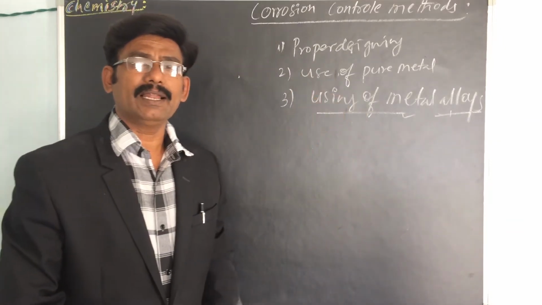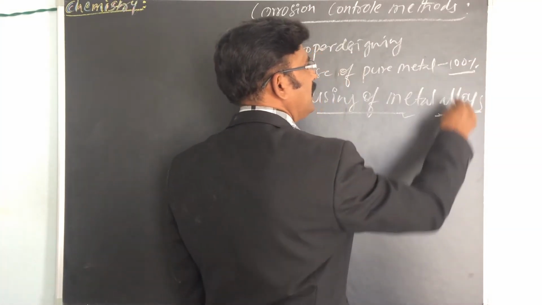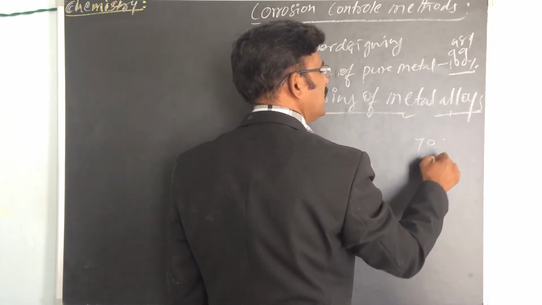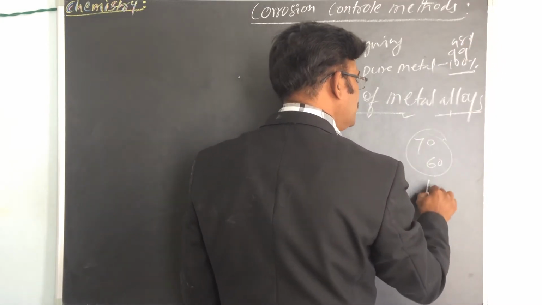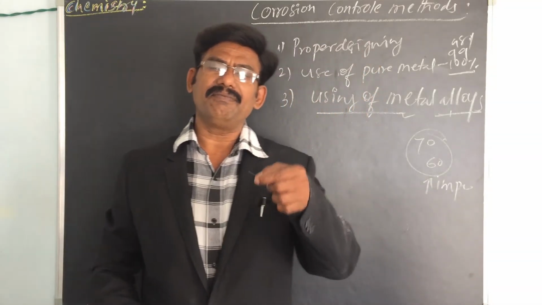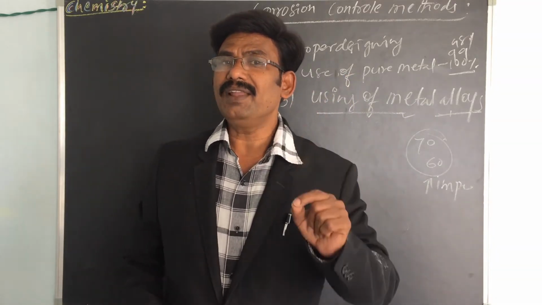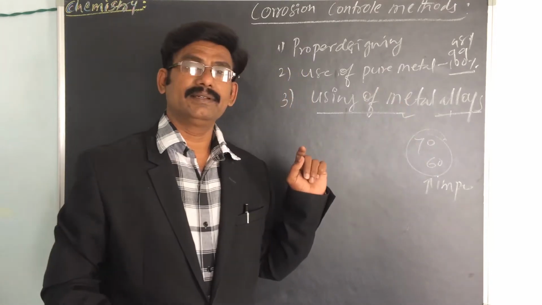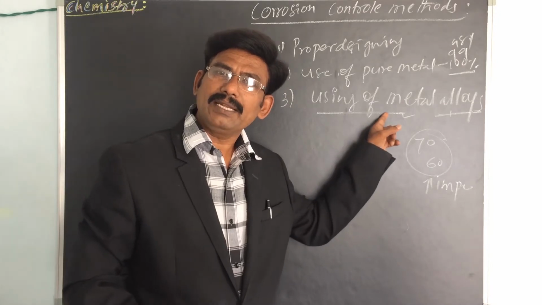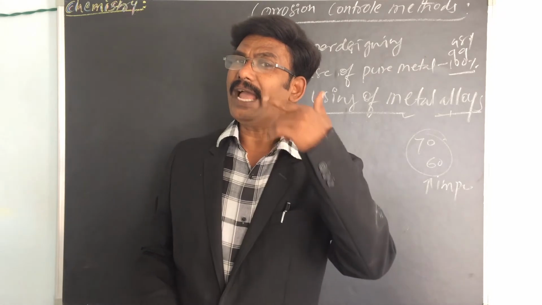And use of pure metal. Pure metal means you have to use 100%, or 99% or 98%, but not 70% or 60%, because that is impure metal. Impure metal gets rust much more quickly than pure metal. That is important. So, using pure metal, using metal alloys, and modifying the environment.